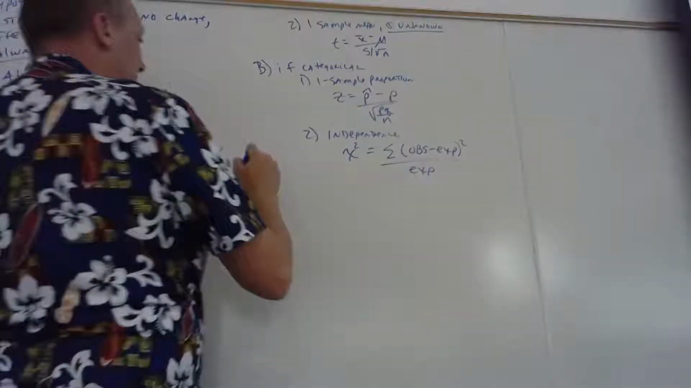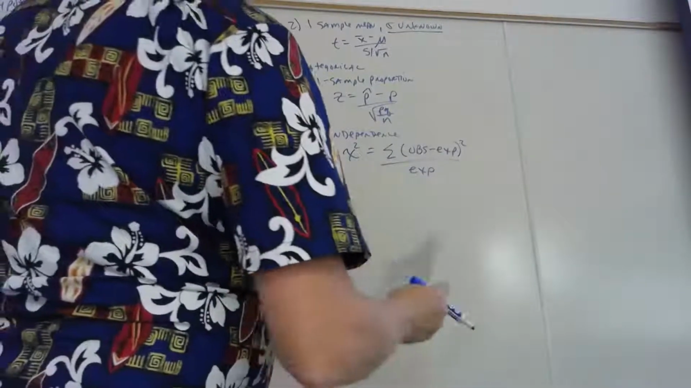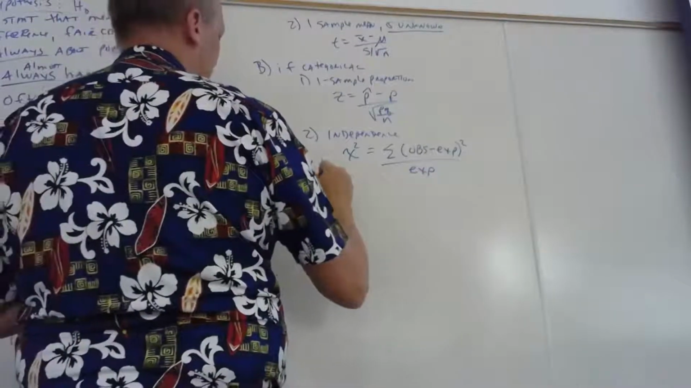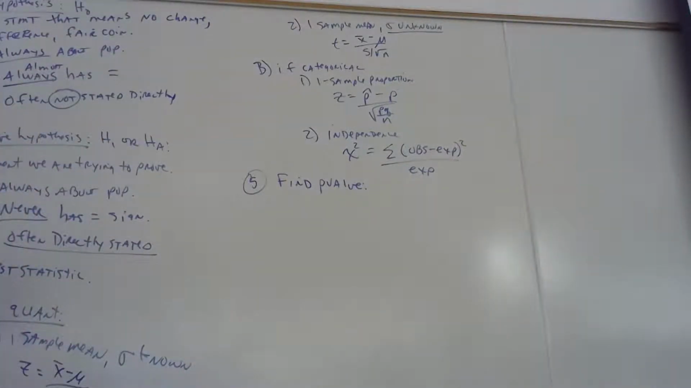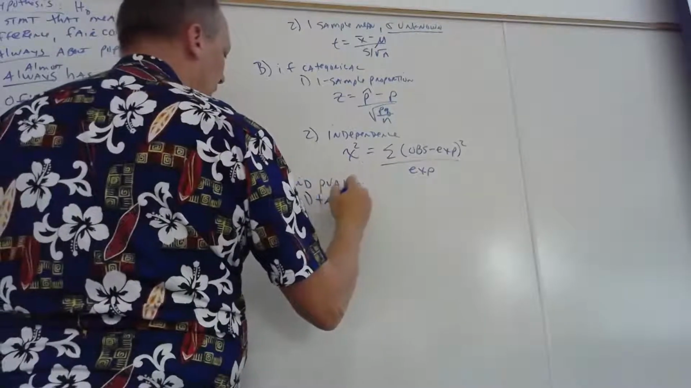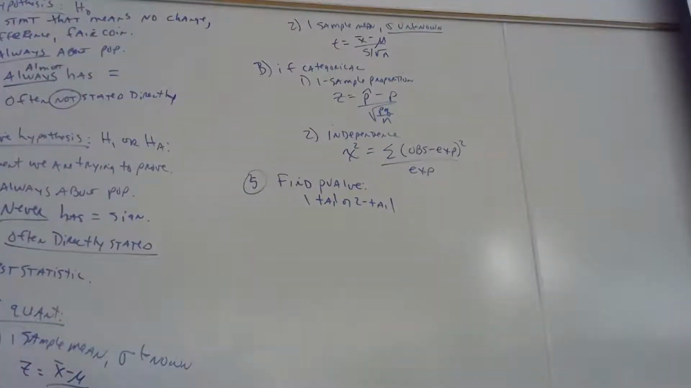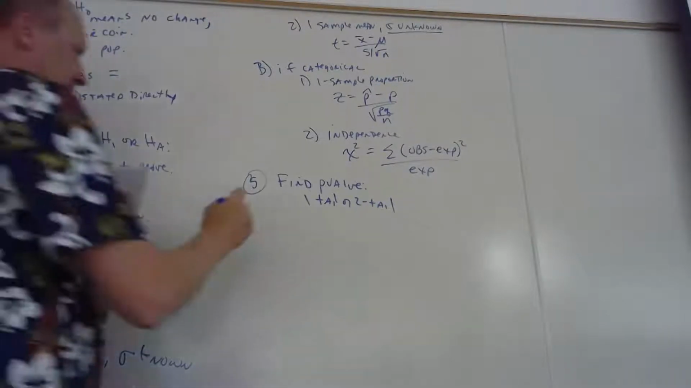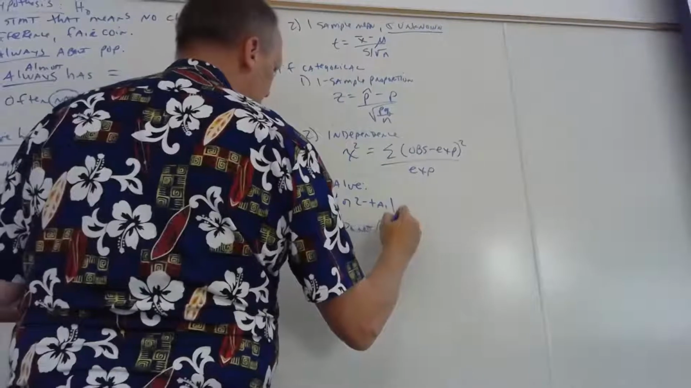Now let's move on to step number 5. Step number 5 is find the p-value. Step number 6. Oh, and I should mention here, it could be one tail, or it could be 2 tail. We'll talk about how to do that later on. Step number 6 is decide to reject or do not reject.